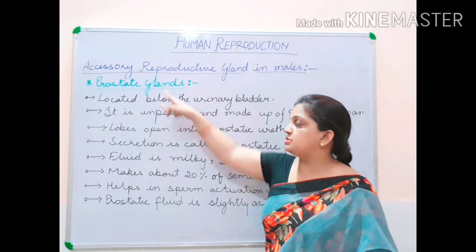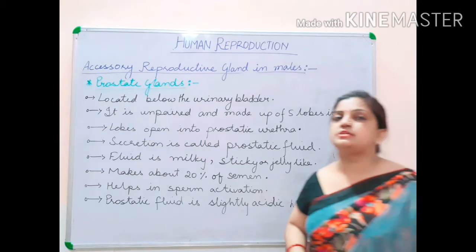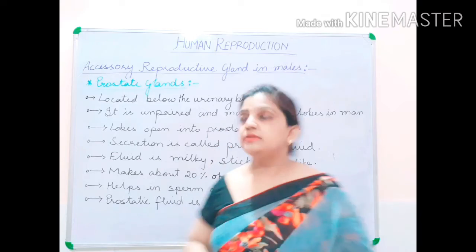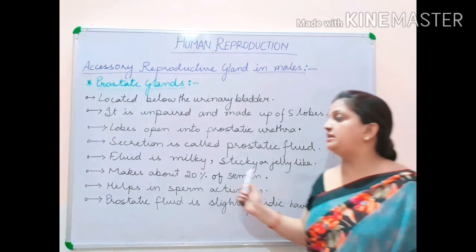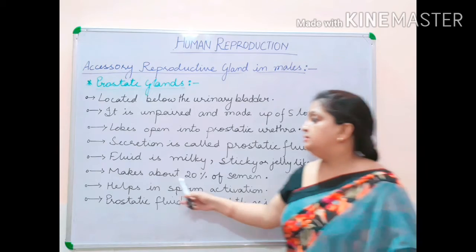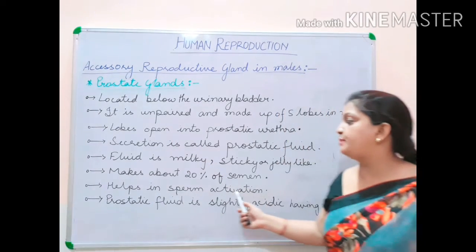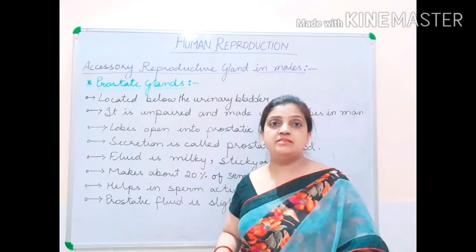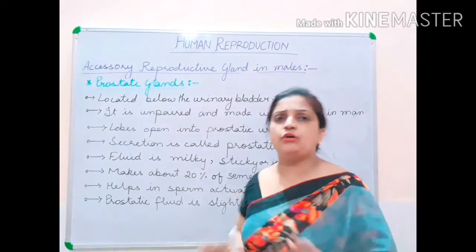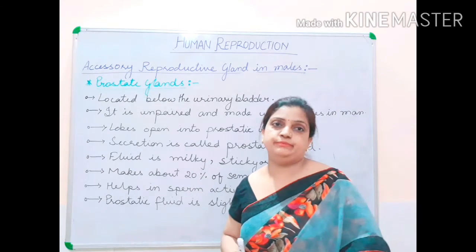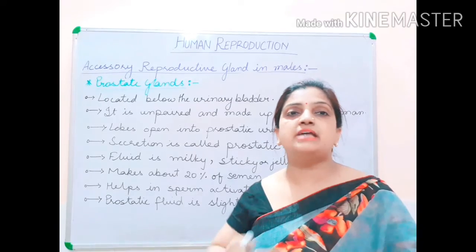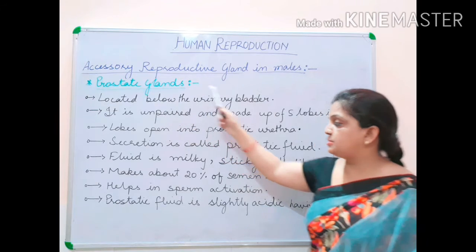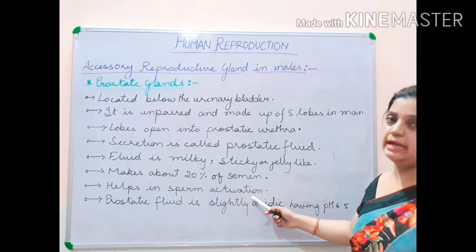Now children, this prostate gland makes about 20% of semen. The seminal vesicle was forming 70% of semen, and this prostate gland forms 20% of semen. This prostatic fluid helps in sperm activation. What do we mean by sperm activation? Sperm activation means movement, the mobility of the sperm, that is, how actively the sperms can move or pass through the male reproductive tract. So the prostate gland helps in sperm activation.